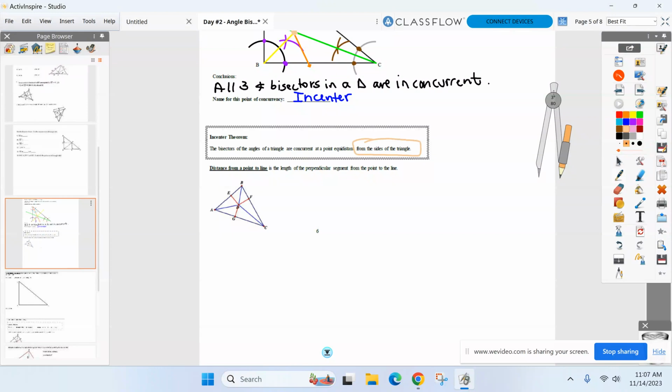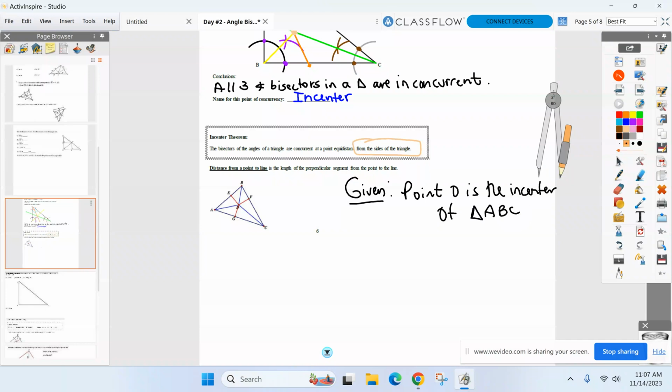All right? So for our diagram down here, do me a favor. Here's what I'm going to give you. Given. It's not a proof, don't worry. Point D is the incenter of triangle ABC. Okay? Point D. Point D is the incenter.